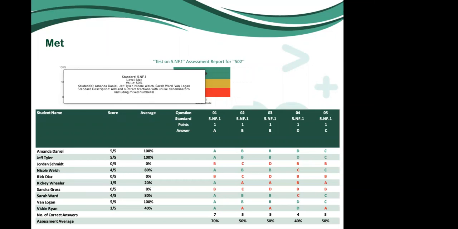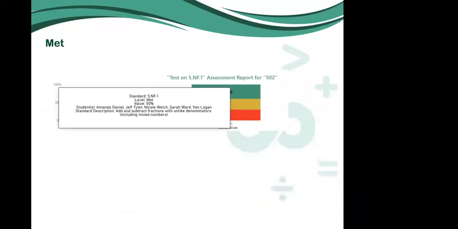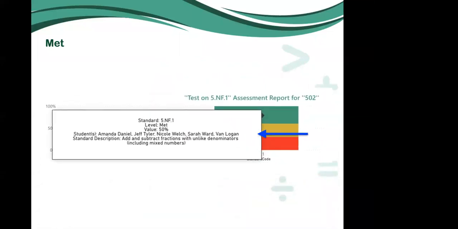They have some knowledge of it, but we're not fully there. And then red means not met. We are not performing well as it relates to the standard. So I can look at this data and I can see that I have 50% of my students, which are listed for me here, Amanda, Jeff, Nicole, Sarah, and Van, who have met the standard. So they are exhibiting some level of mastery as it relates to the standard and can use some additional work or some acceleration as it relates to this concept.